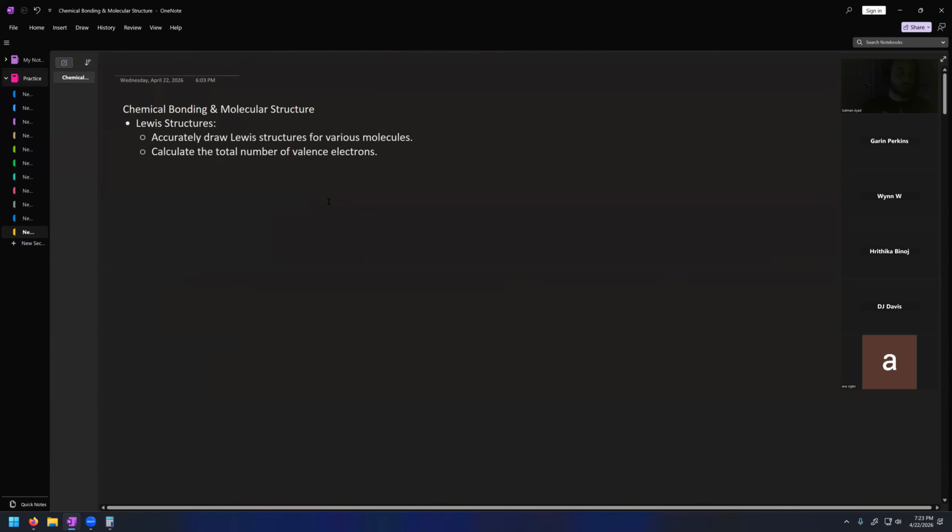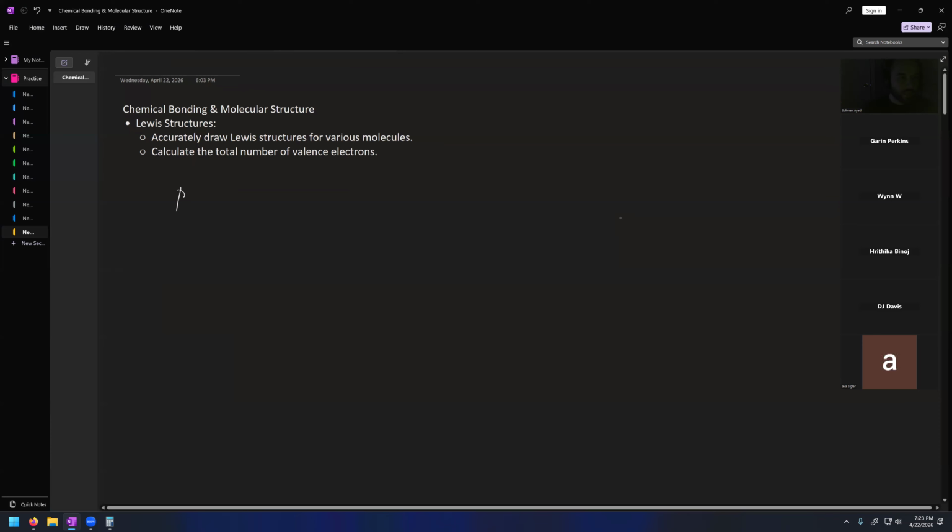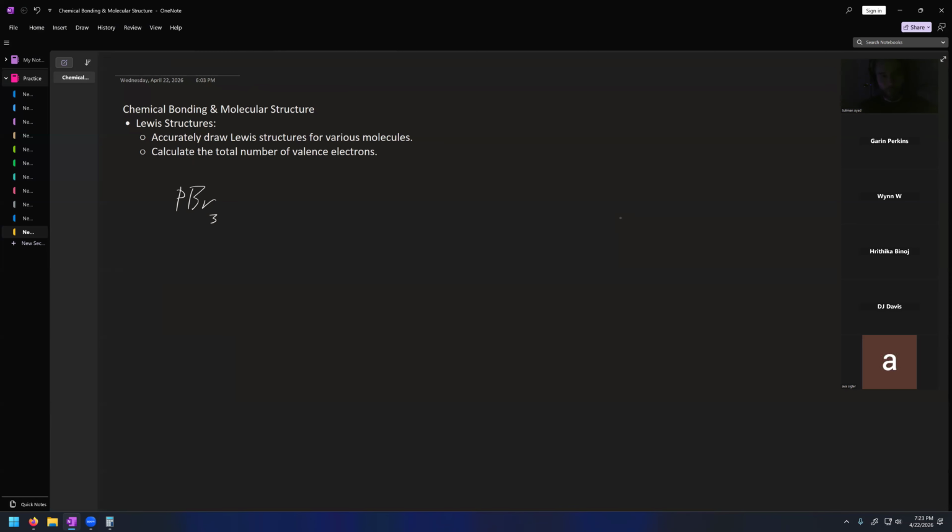So let's start with Lewis dot structures. To draw a Lewis dot structure, of course, we need a chemical formula first. Let's say we had something like, we'll start easy, PBr3. From that PBr3, the place I want to start is by finding the number of valence electrons that structure has.